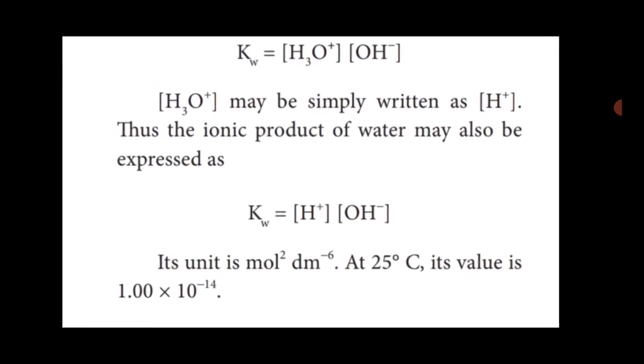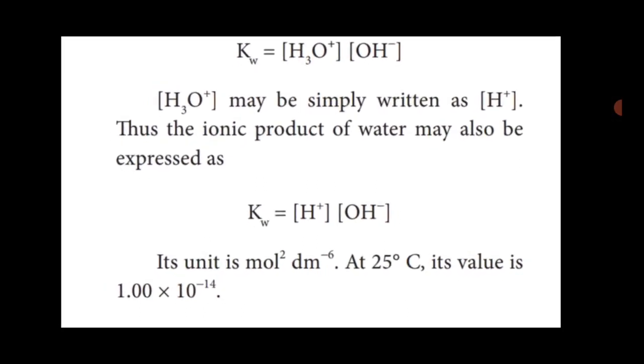The unit of the ionic product of water is mole squared decimeter to the power minus 6. At 25 degrees Celsius, the value of the ionic product of water is 1.00 into 10 to the power minus 14. This is another important question.